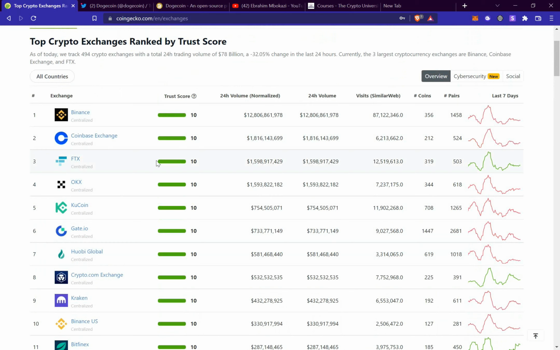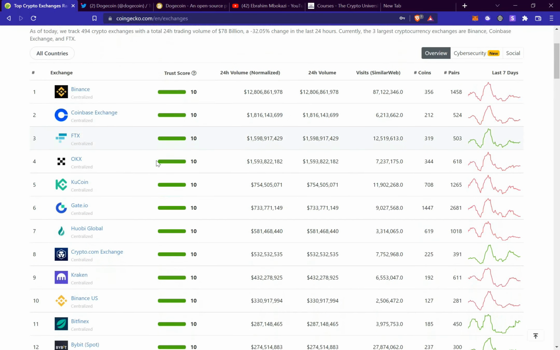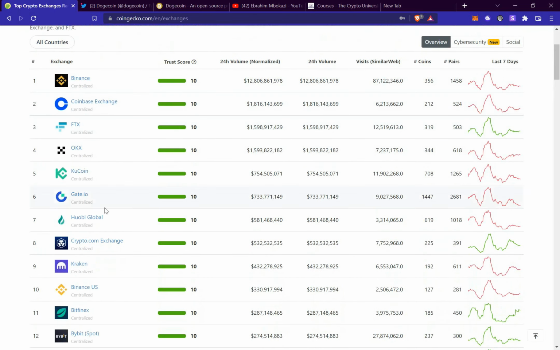The thing is, you want to go with an exchange that has a high trust score. Over here, as you can see, from here you can make a decision as to which exchange you want to use, but also taking into consideration the 24-hour trading volume on that exchange and the coins and pairs that that particular exchange has. You also want to look at that.